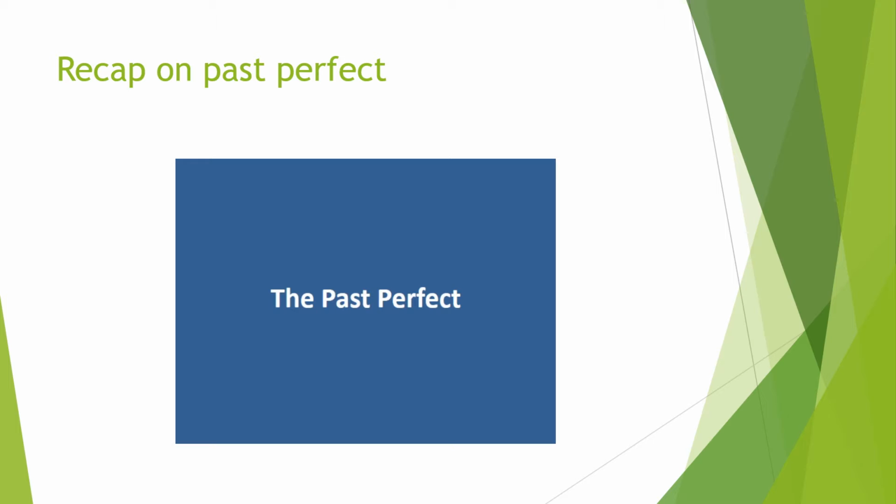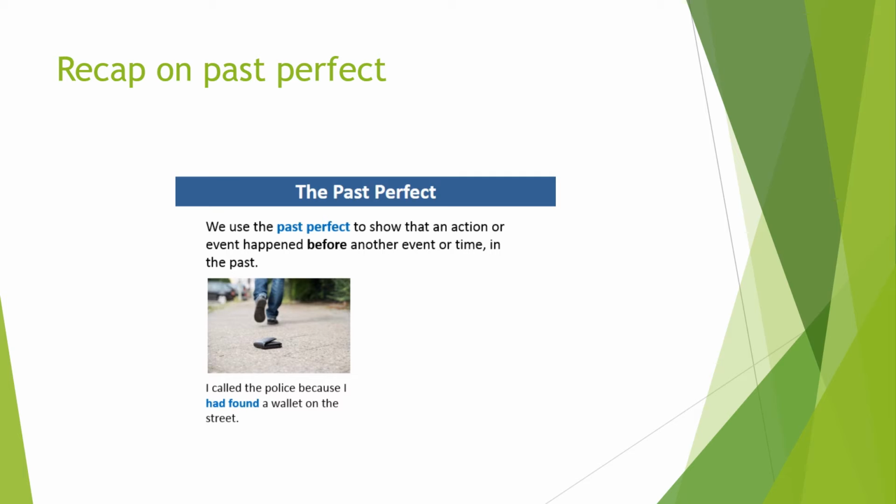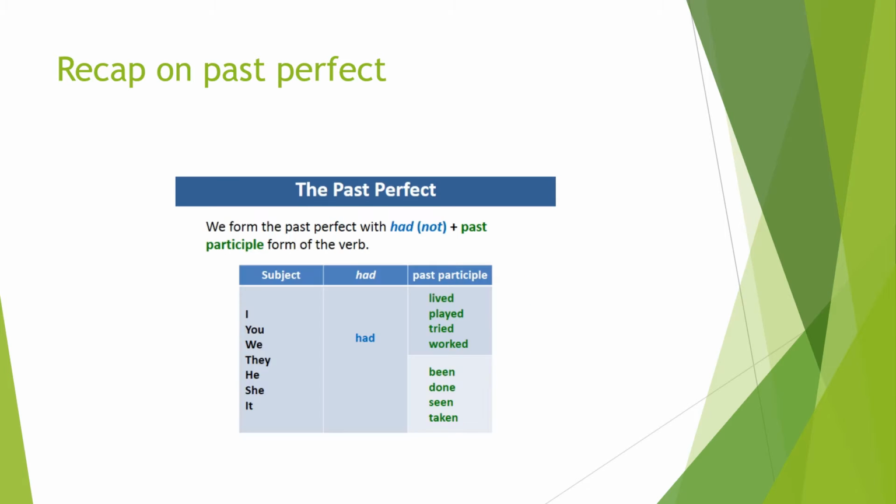The past perfect. We use the past perfect to show that an action or event happened before another event or time in the past. I called the police because I had found a wallet on the street. By the age of 16, I had learned how to drive. We form the past perfect with had plus the past participle form of the verb. To form the negative, we use had not or the contraction hadn't.